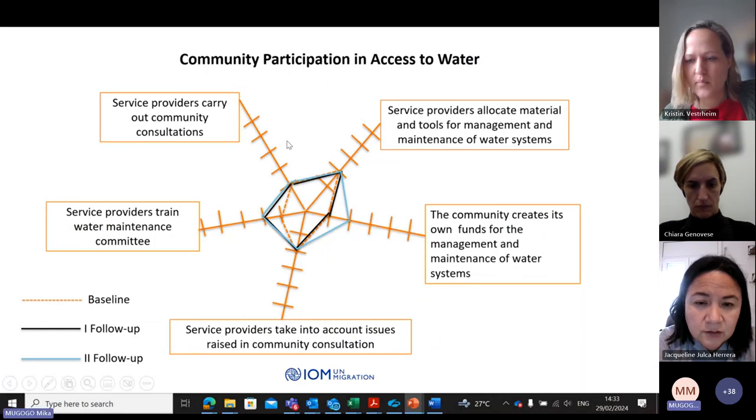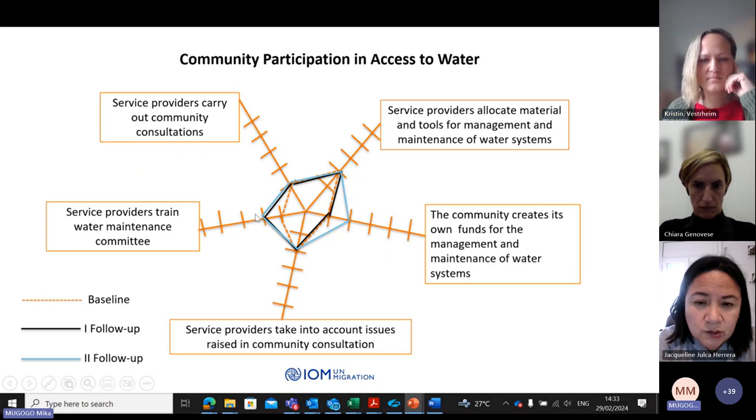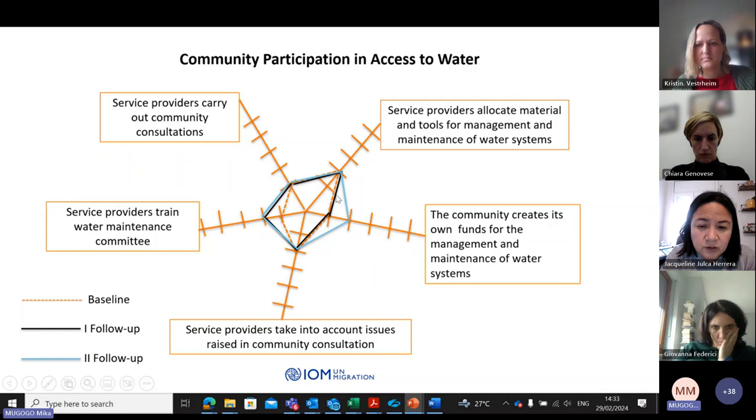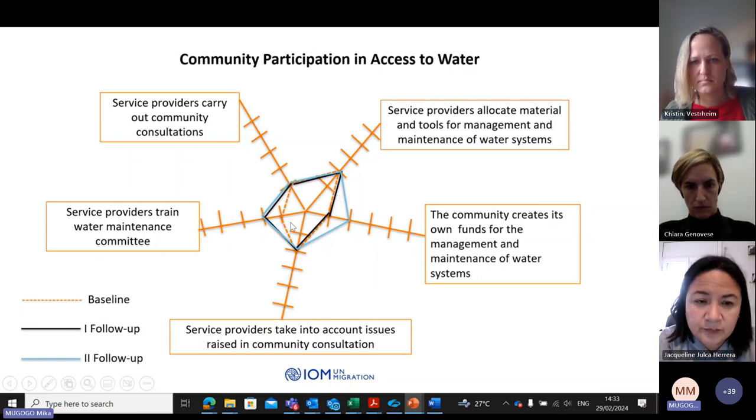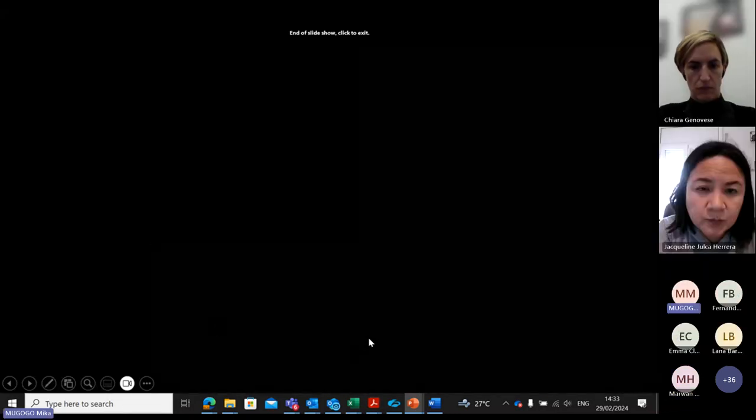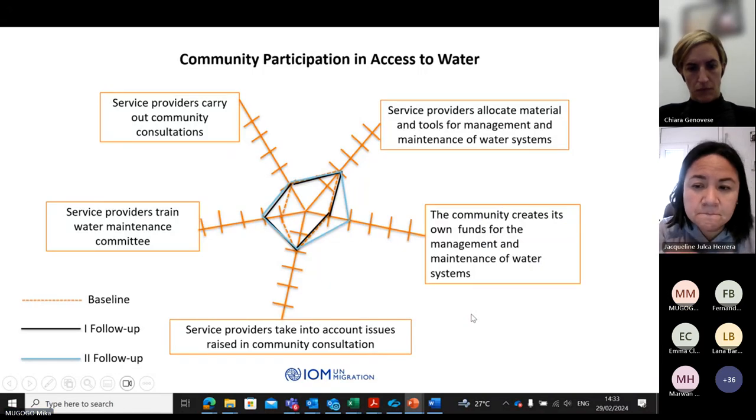Yeah, so far this is the tracking that has been taking place across the five indicators of change that the communities proposed. We have the baseline with the dotted line, and the first follow-up, which is a continuous black line, and the second follow-up, which is a continuous blue line. These steps on these lines are the levels of change, of improvement, with the best improvement being at the far end, at the top.